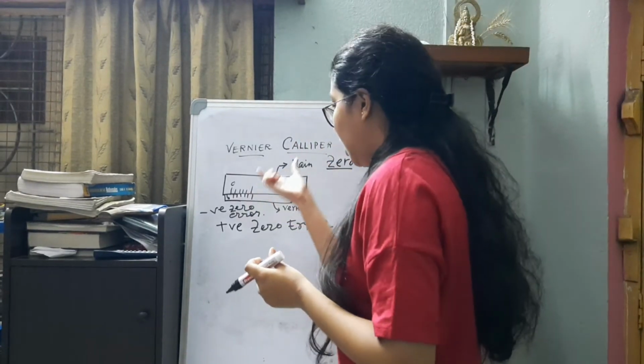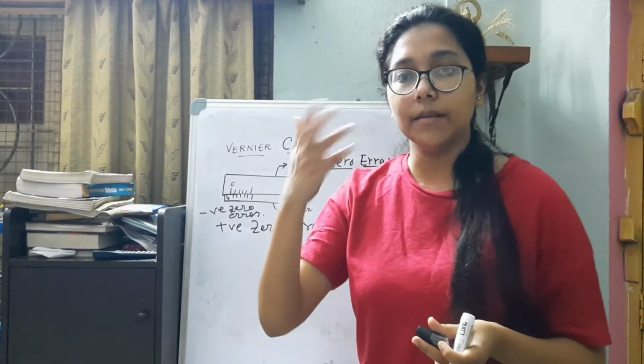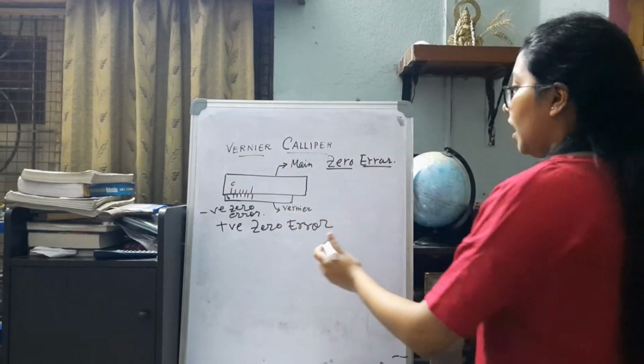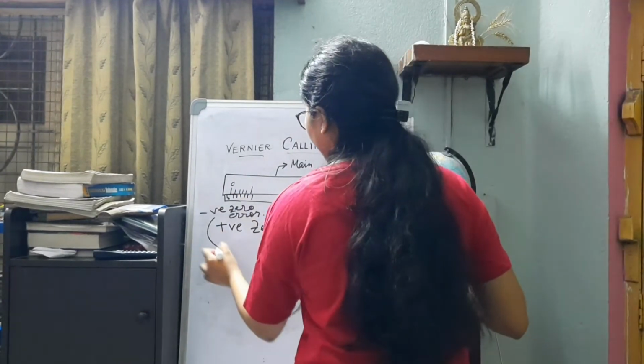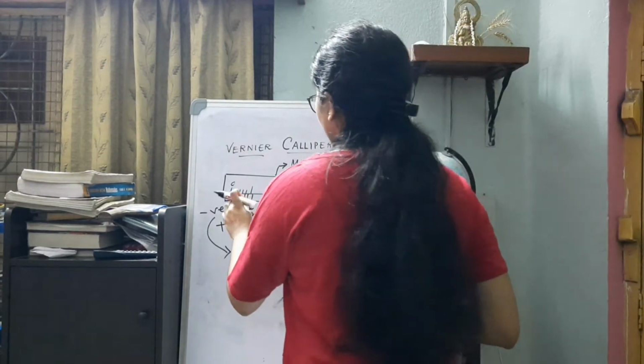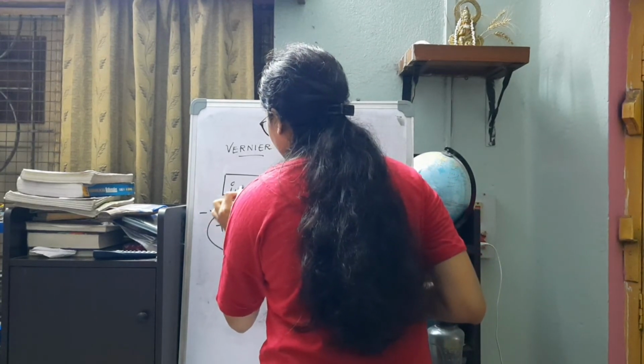Now you will see which vernier scale division is coinciding with the main scale division. Suppose the third division is coinciding. That is, for example, in this case, if we are asked to find the negative zero error, and if we try to find it out, suppose it so happens that this division is coinciding.